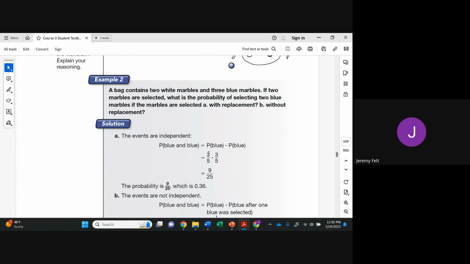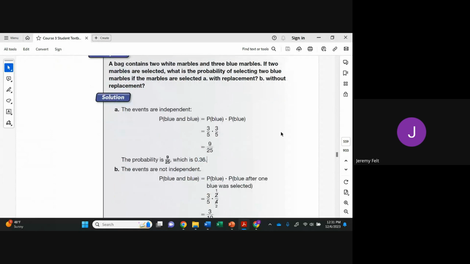So we have a 3 in 5 and a 3 in 5 because we had 3 blue marbles. So we have 3 out of our 5, 2 white marbles, so a total of 5 marbles. A 3 in 5 chance, we put it back in and do it again. It's still a 3 in 5 chance. So we multiply those together and we get a 9 in 25 chance, or 9 over 25, or we could express it as a decimal right there.